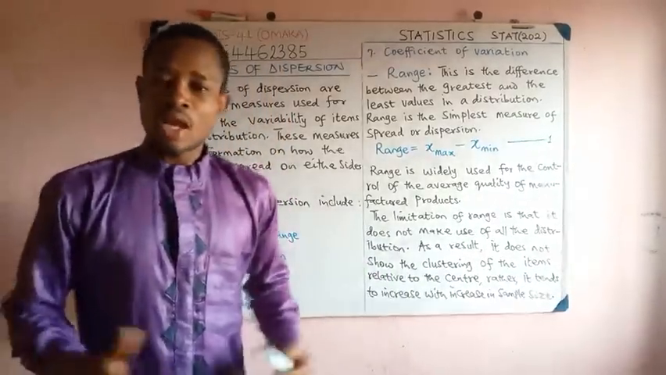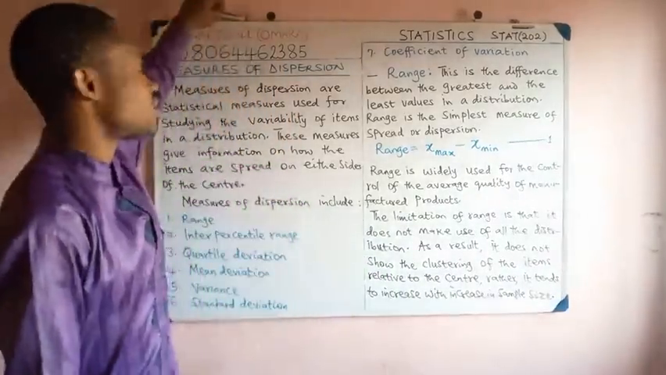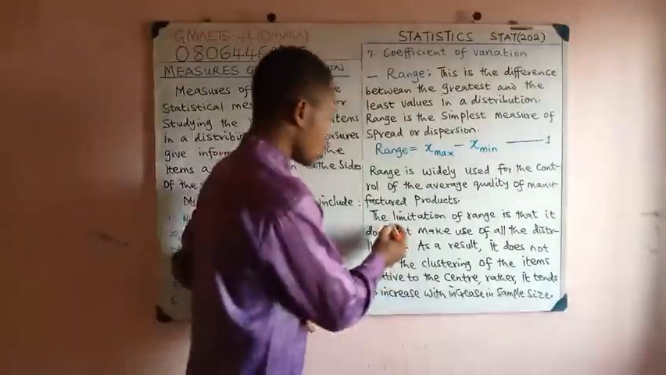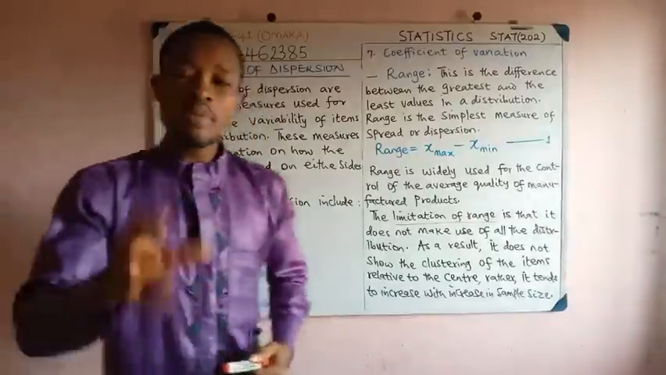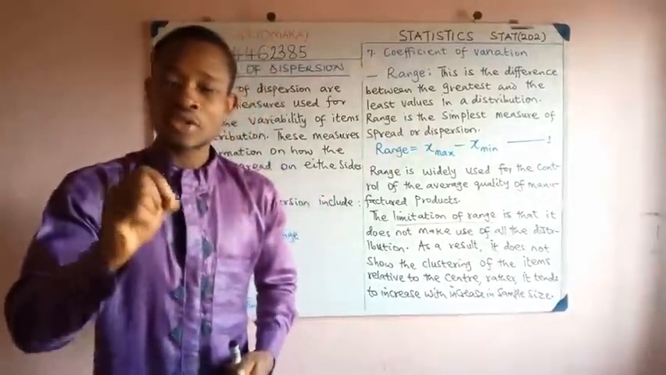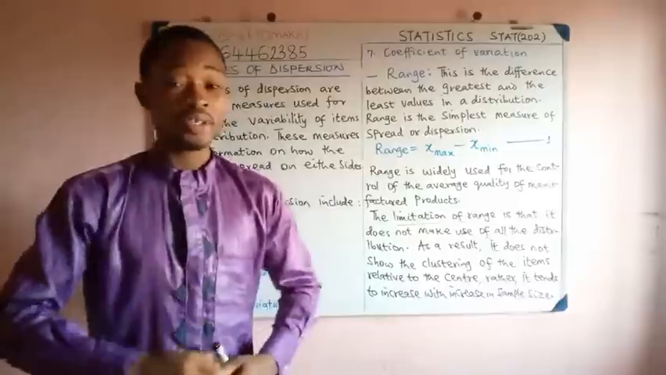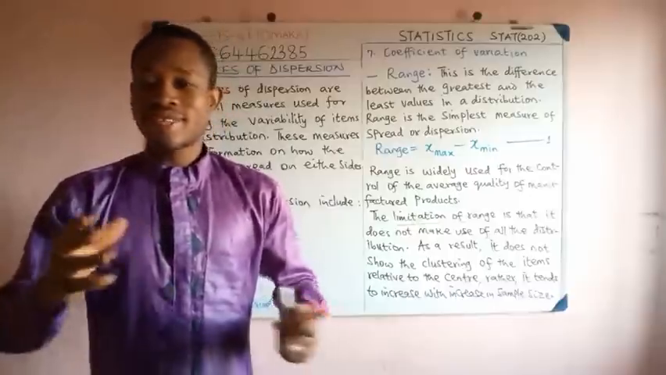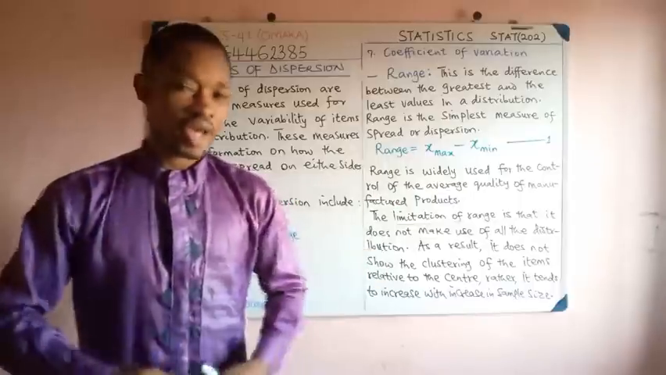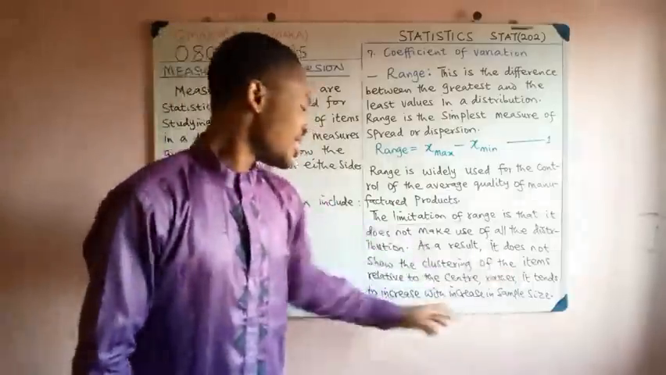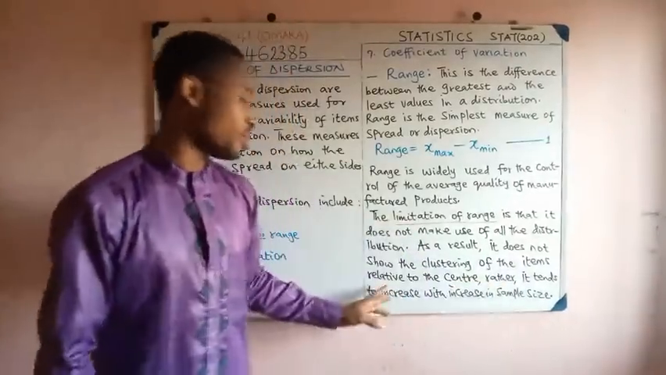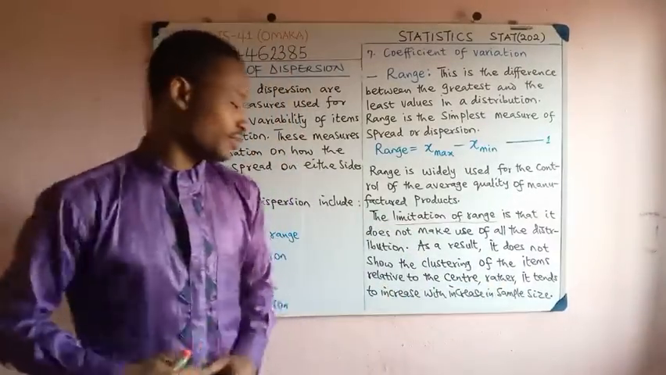However, range has its limitation. Is that okay? It has a limitation, and it's very important for us to know that, okay? The limitation of range is that it only considers the least and the highest value in the distribution. It does not take into account all the variables as given in that distribution, and that is a limitation. Why? Because it does not show the clustering of the items relative to the center.